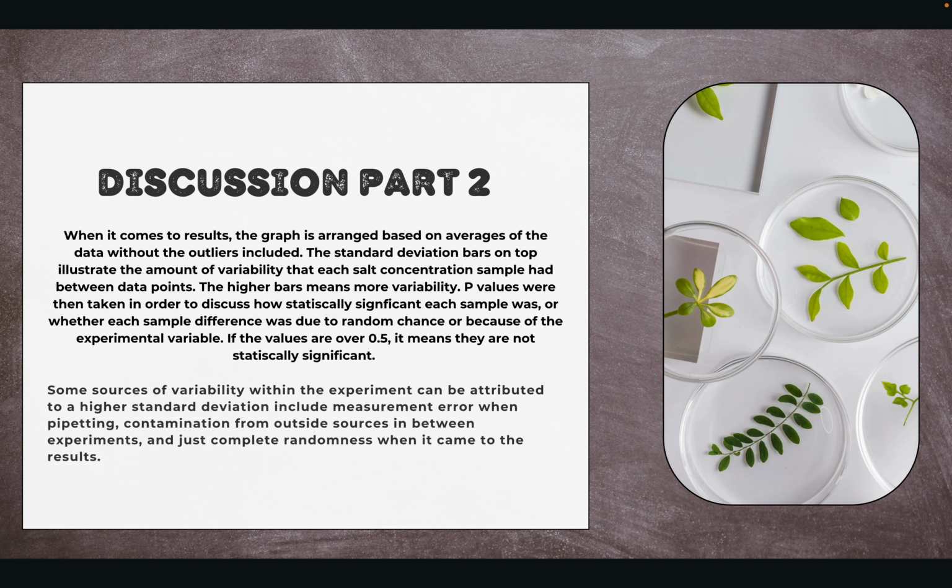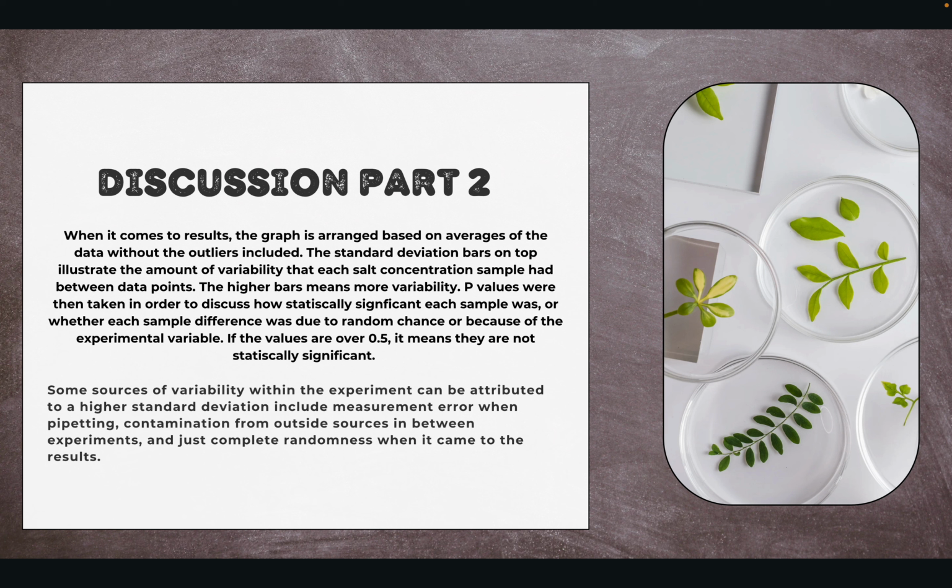P-values, those were basically to determine whether or not our data was statistically significant. So we measure it based on the highest. So we compare the highest to the other data points, and then we get a number. And if that number is over 0.5, that means that they are not statistically significant.